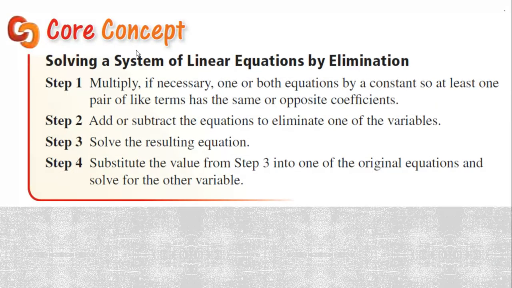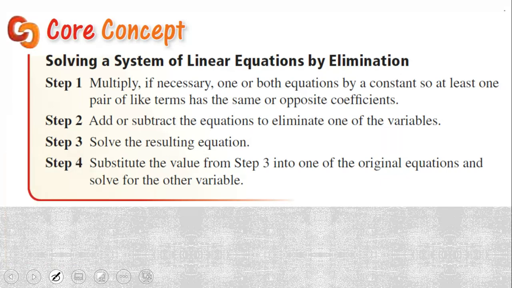So here are the steps for using elimination. And this is important, make sure that you write down these steps. When we're solving a system of linear equations by elimination, step 1, multiply, if necessary, one or both of the equations by a constant, so at least one pair of like terms has the same or opposite coefficients.